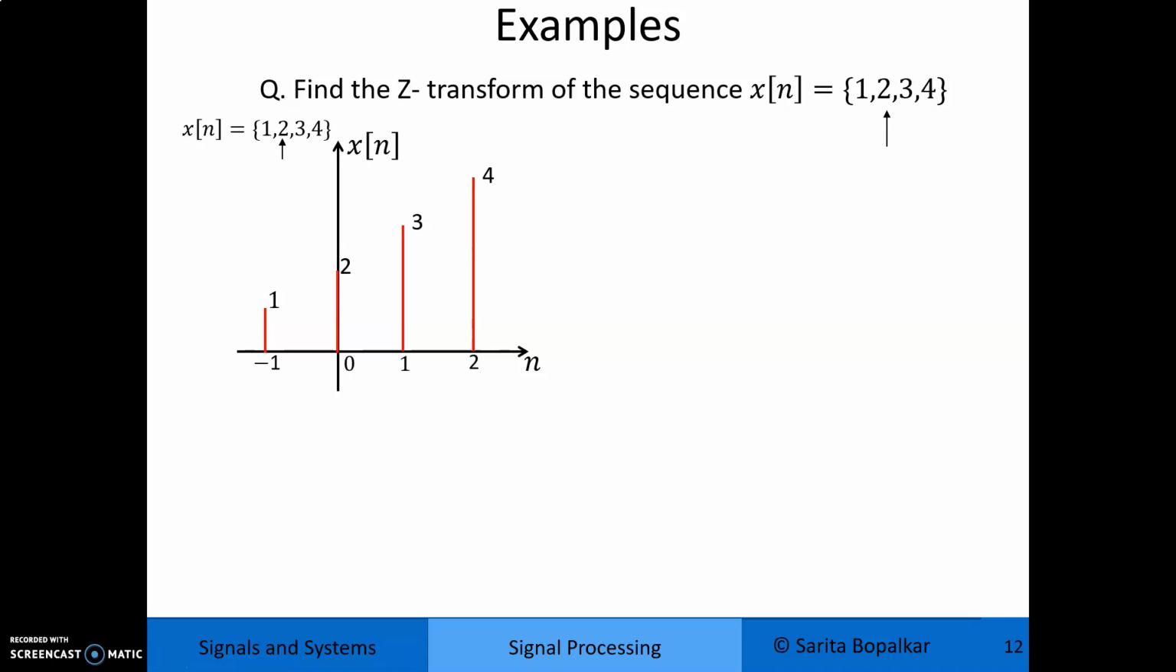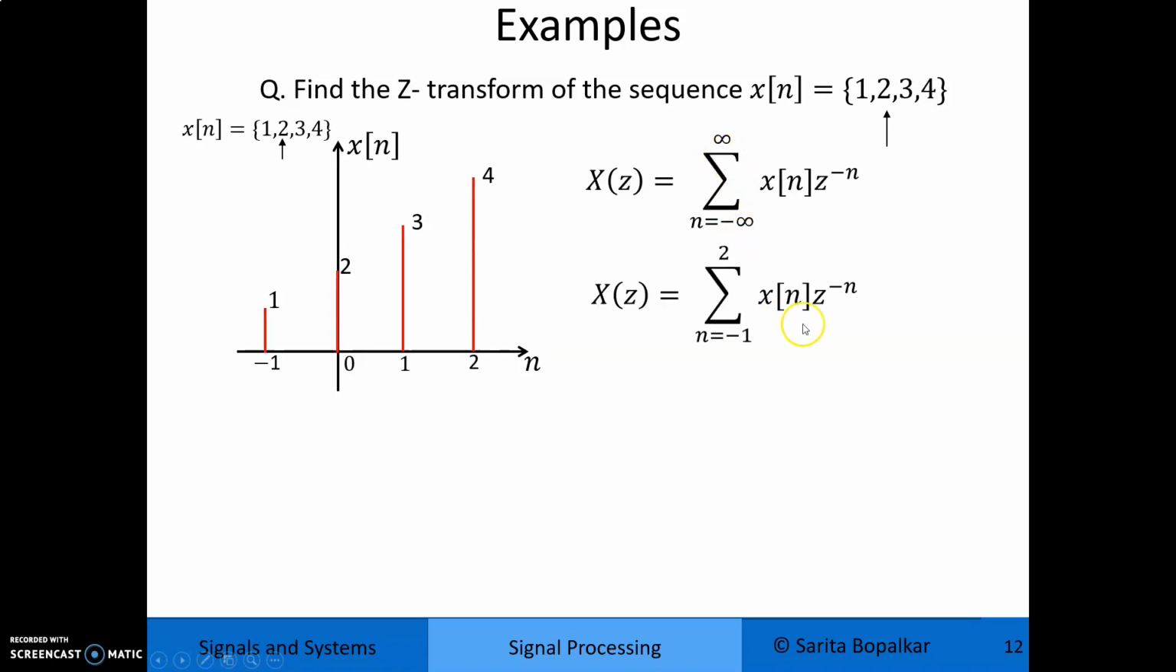Now let's find the Z transform. We know the definition of Z transform is x of z is equal to the sum over n from -infinity to infinity of x of n z raised to -n. Now check your x of n. It exists only for n is equal to -1 to 2. For other values of n, your signal is not there, means its amplitude is 0. So the limits of n are only -1 to 2.